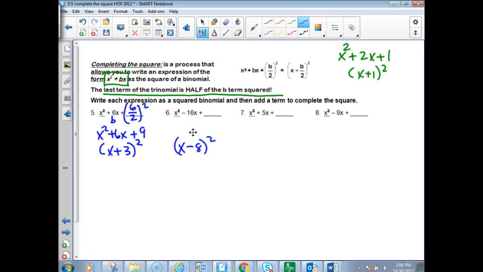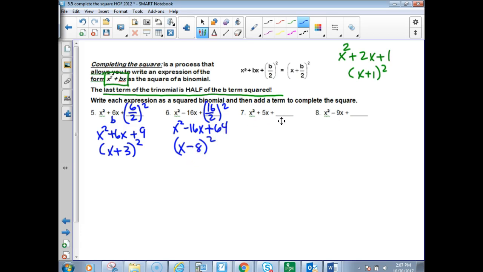This will match here. But what I put here is half of 16 squared, which actually is, I added on 64. Okay, so I want you to know what you're adding on there actually, but this is the factored form now.